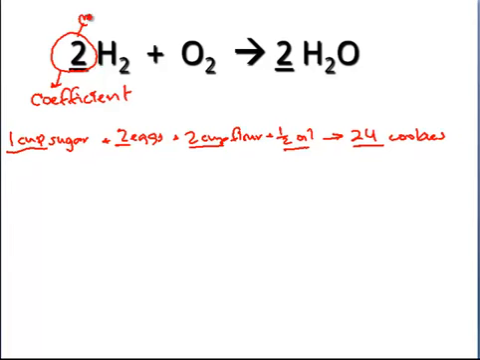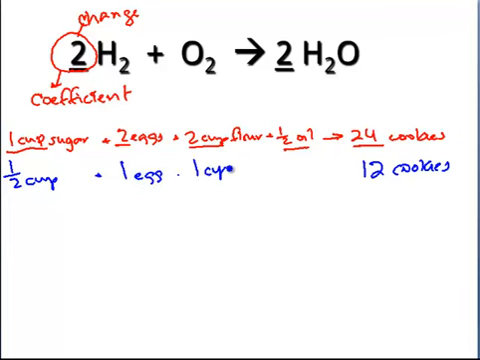I can actually change this number. Just like if I was working with cookies. What if I didn't want to make 24 cookies? What if I wanted to only make 12 cookies? Well, would I still use this big recipe? No. I would use a half a cup of sugar. I would use 1 egg. I would use 1 cup of flour. And I would use 1/4 of a cup of oil. I just divide everything by 2, right?